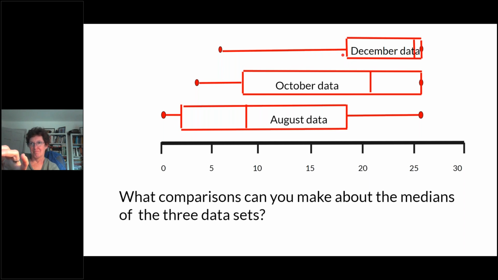It increases too. Yep. And our upper quartile from here to here, that's the same from October to December. Do you know why it stayed the same? Because what number is it? 26. So the median stays 26. The upper quartile stayed at 26. That's the most numbers you can know.